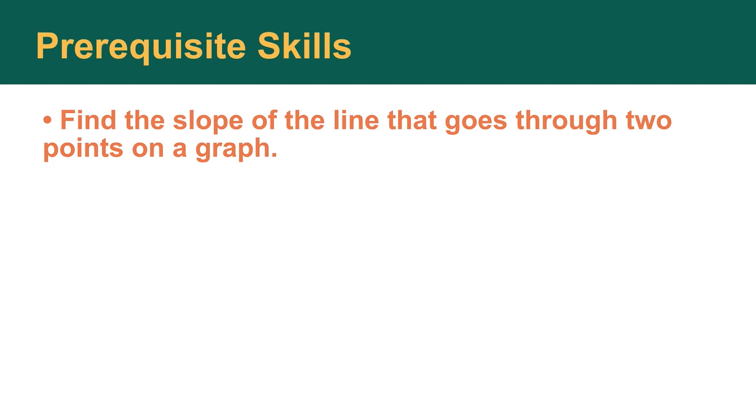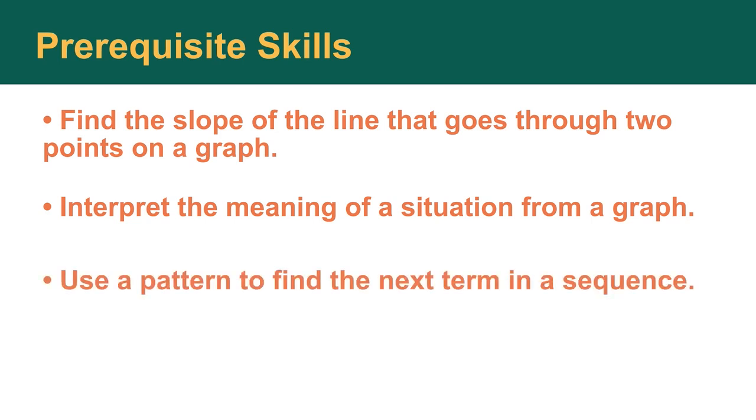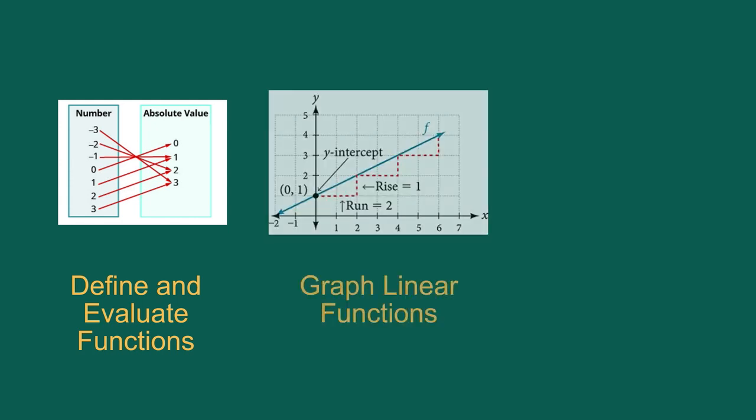goes through 2 points on a graph, interpret the meaning of a situation from a graph, use a pattern to find the next term in a sequence. In this unit, they will decide whether a relation defines a function or not. Then, they will evaluate functions that are expressed in function notation. Students will also graph linear functions on the coordinate plane.